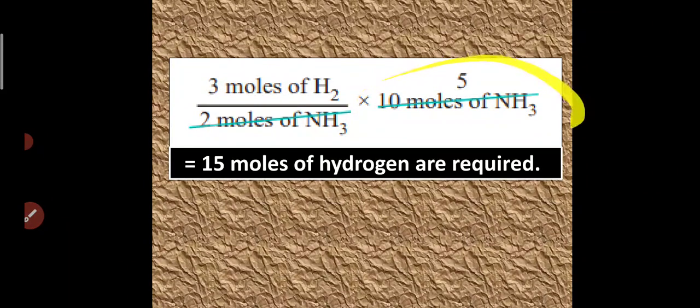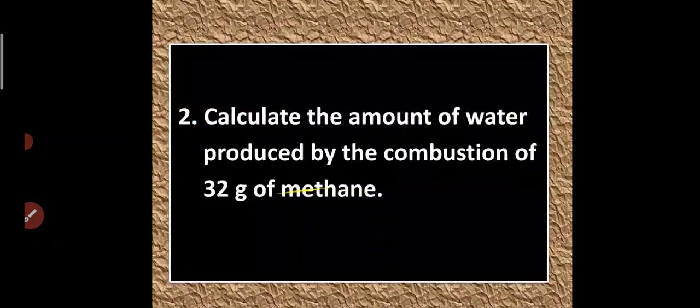Next half of the question is to prepare 10 moles of ammonia. And the ammonia already in our balanced equation, whatever number is there, that should be in the denominator. After doing the simplification, you will get 15 moles of hydrogen is required to prepare 10 moles of ammonia.